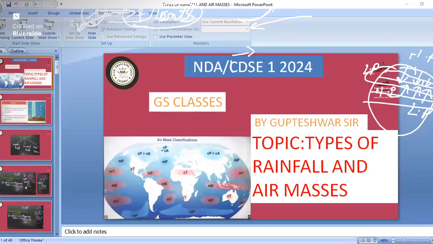Here warm air and cold air will be converging. In that case, warm air will ascend and cold air will descend. So in that particular case, what will happen?